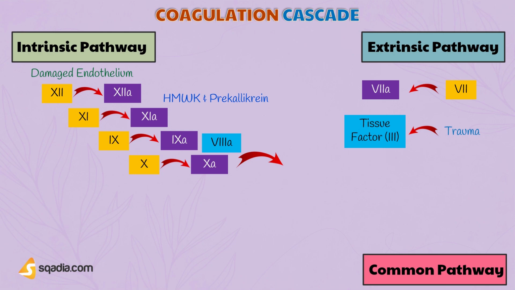Formation of the tissue factor, 7a complex. Activated factor 7, or 7a, forms a complex with tissue factor, and this complex is called the tissue factor, 7a complex. Calcium ions play a crucial role in stabilizing this complex.